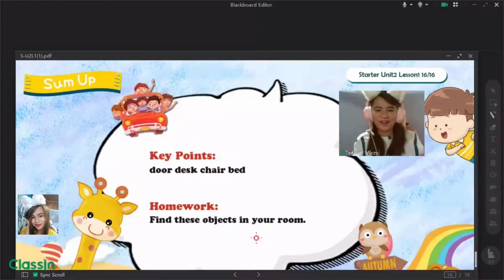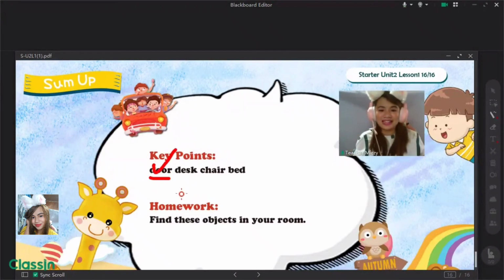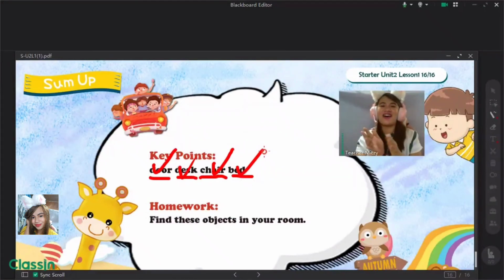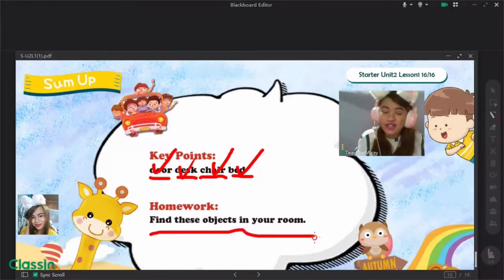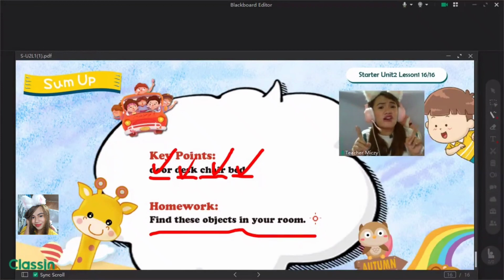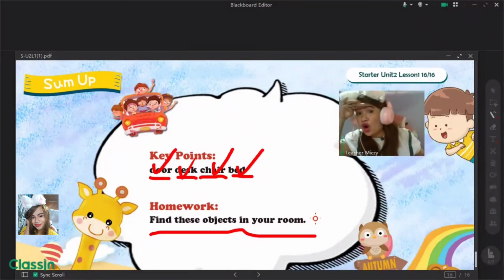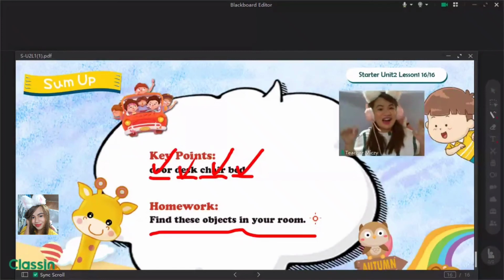Very good job. Now let us read again the words that you've learned today. Say, door. Good. Let's say, desk. Perfect. Chair. Wonderful. Bed. Terrific. Very good job, Abby. And for your homework, you are going to find what are the things you can see in your bedroom.